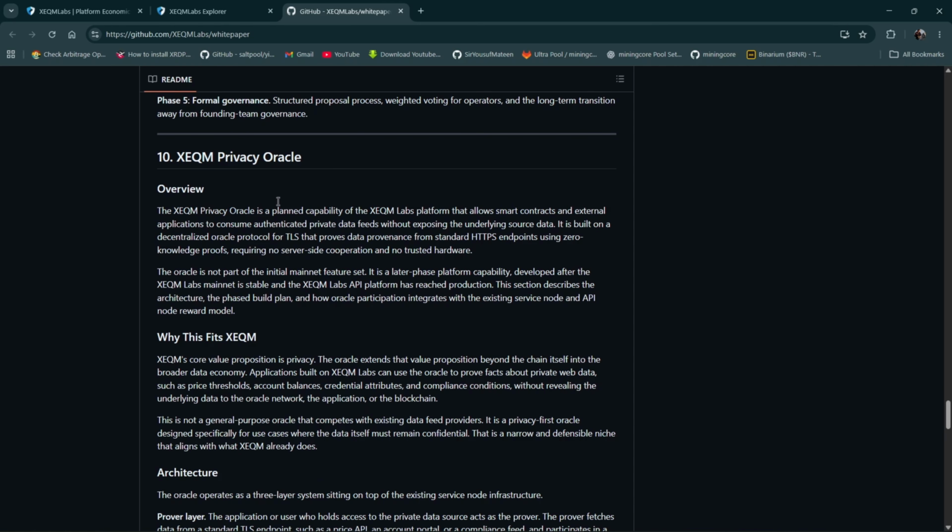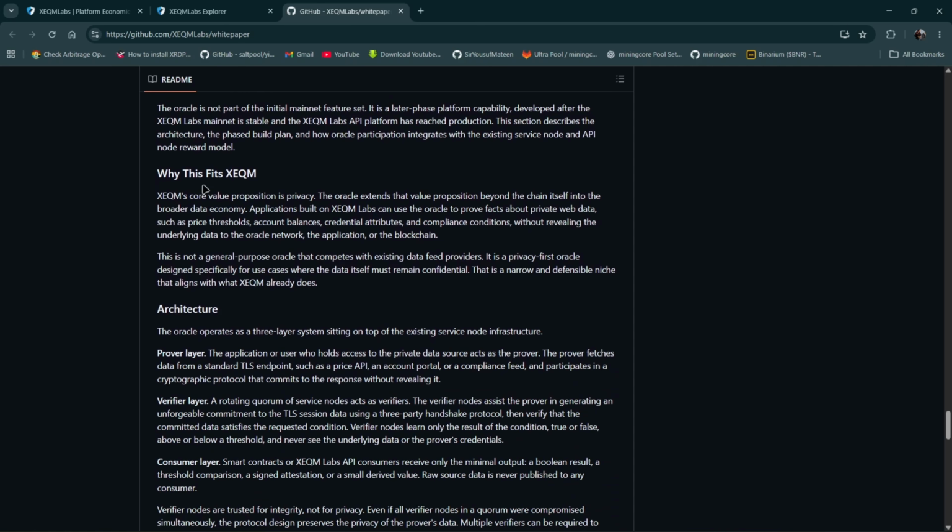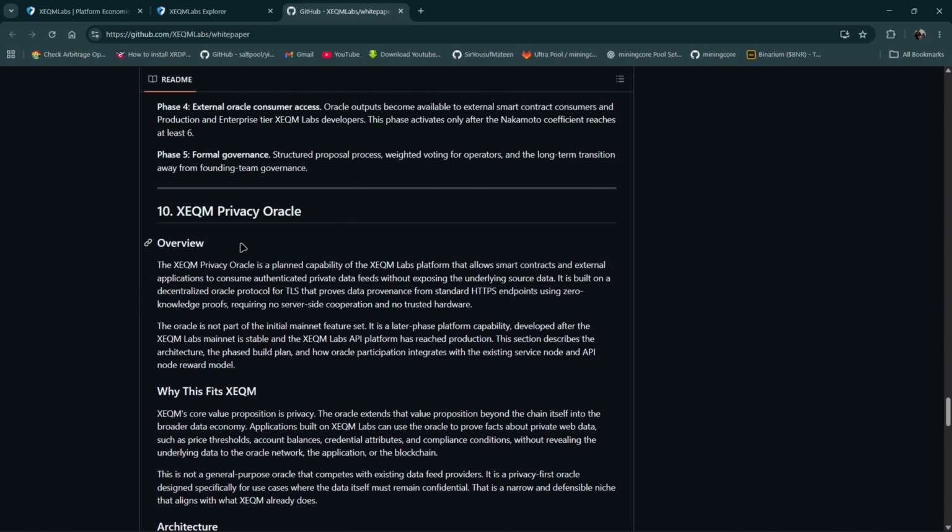XEQM privacy oracle, this is now the detail of that and why this fits XEQM. The XEQM Privacy Oracle is a planned capability of the XEQM Labs platform that allows smart contracts and external applications to consume authenticated private data feeds without exposing the underlying source data. It is built on a decentralized oracle protocol for TLS that proves data provenance from standard HTTPS endpoints using zero knowledge proofs, requiring no server-side cooperation and no trusted hardware.